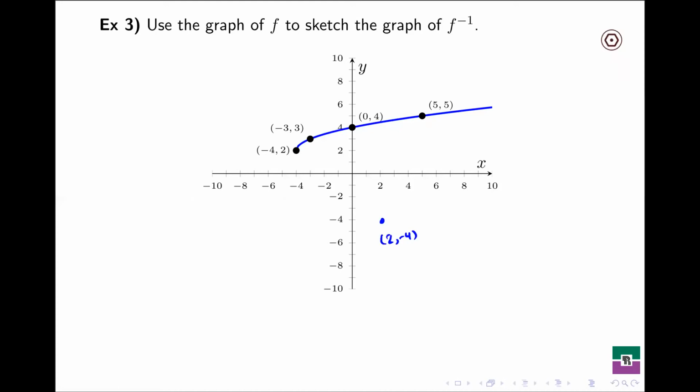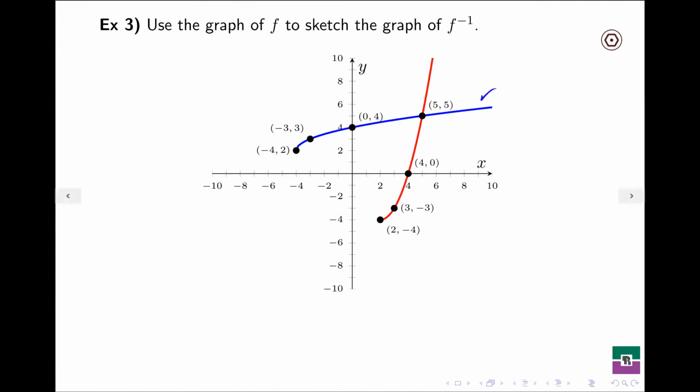(-3, 3). Well, on the inverse function, it's going to be (3, -3). (0, 4). Now it's (4, 0). (5, 5). Swap out those coordinates. Well, it's actually also (5, 5) because they're the same. But then those would be some points on the graph of the inverse function. Let me go and show you because I've already made the graph here for us. Here's the graph of its inverse function.